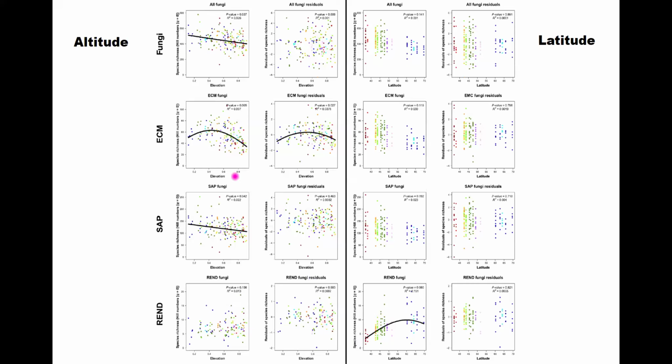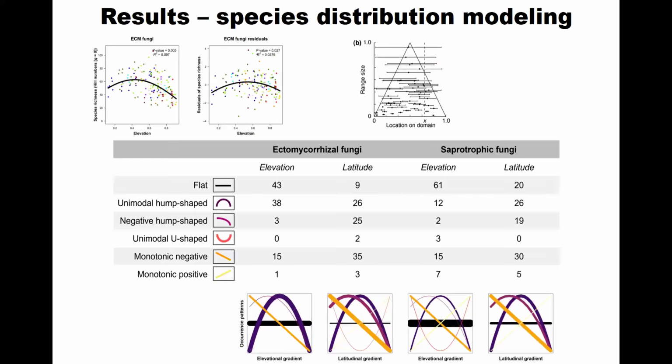But there is one interesting group where the pattern remains even after accounting for the environmental characteristics. And these are ectomycorrhizal fungi. When we account for the effect of climate, they still show the hump shape effect. It's smaller, but it is still significant, and they still show the hump shape gradient of the diversity. And now, what is behind it?